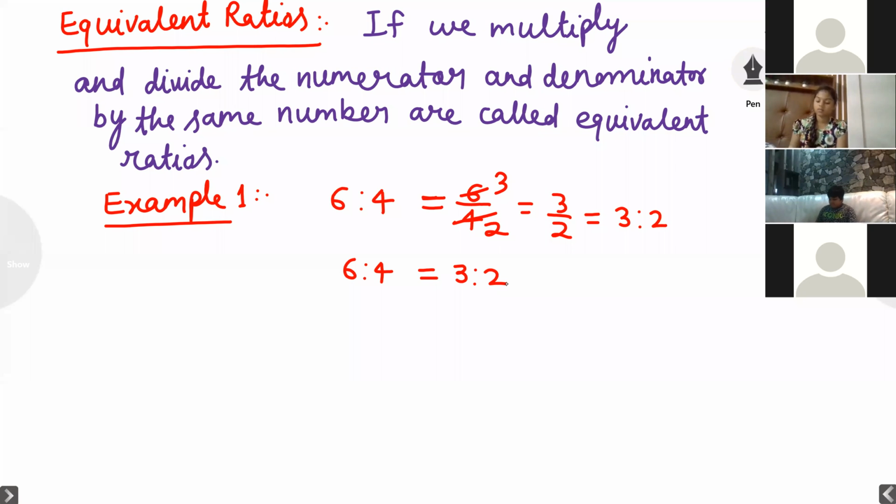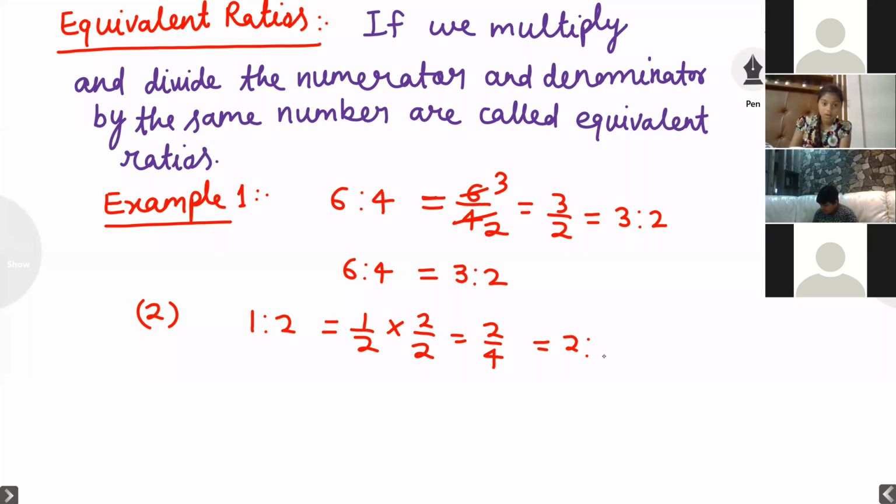Second example, 1:2. Now 1:2, firstly I want to write into fraction form, 1/2. Can 1/2 be divided? No, because there is no common divisor between numerator and denominator. Then we have to multiply. Same number I will multiply into numerator and denominator, 2/4. Then I can write here 2:4. Now we can say 1:2 is equal to 2:4. Both are equivalent ratios.